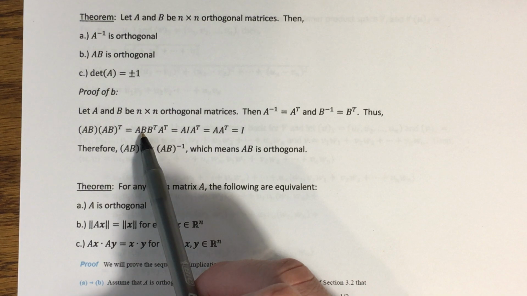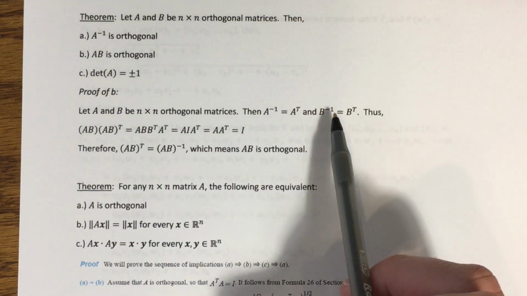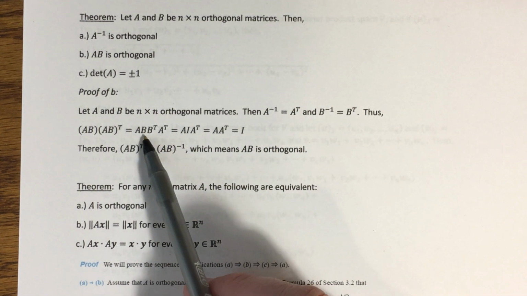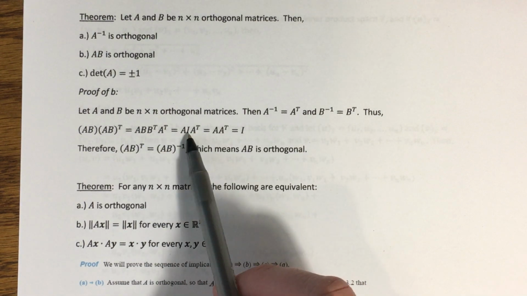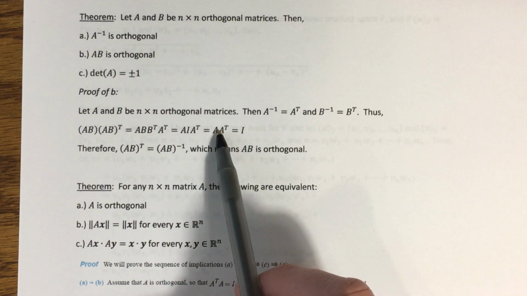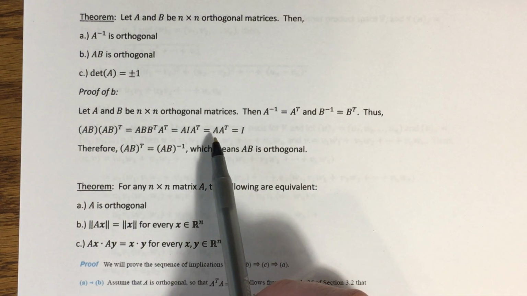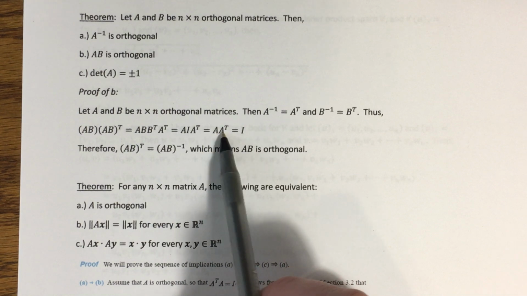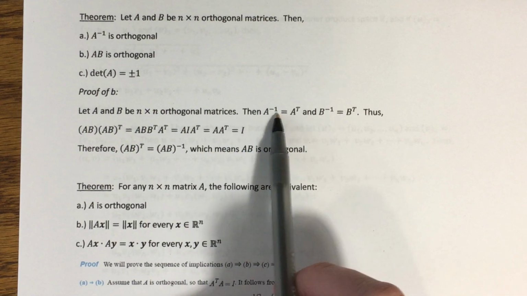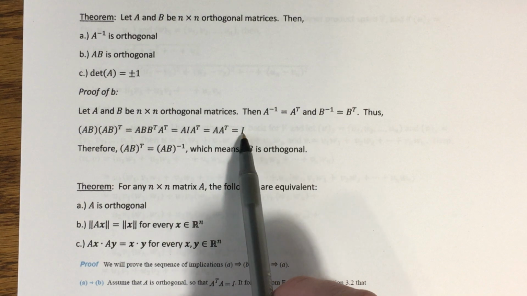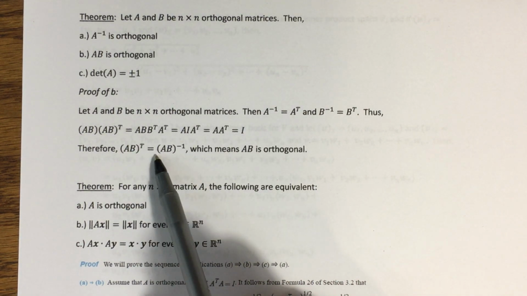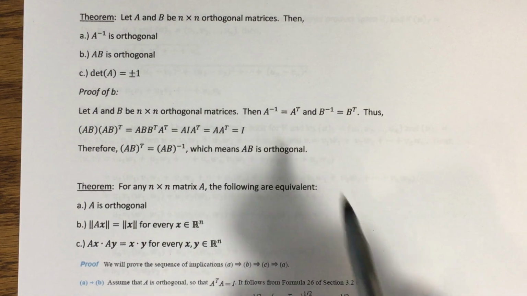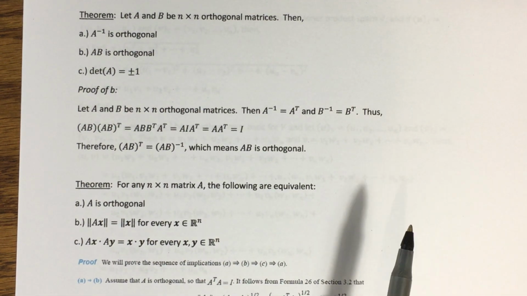Now, because B transpose is the inverse of B, then B times B transpose is the same thing as B times B inverse, which is the identity matrix. So I get A transpose. Of course, the I here can go away. It's like multiplying by 1. And then A times A transpose, again, because A transpose is the inverse of A, would be equal to the identity matrix. So that shows that the transpose of AB is the inverse of AB, which makes AB an orthogonal matrix.